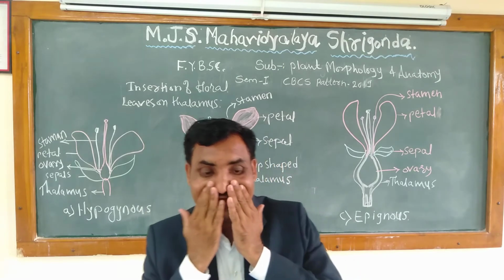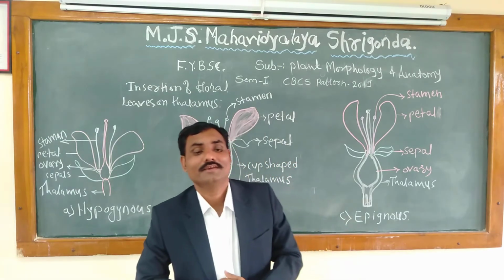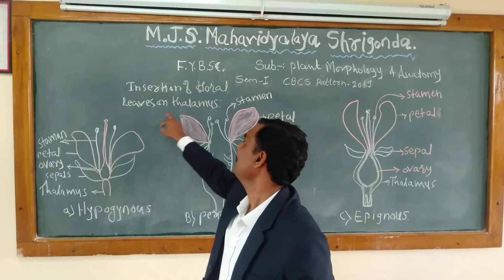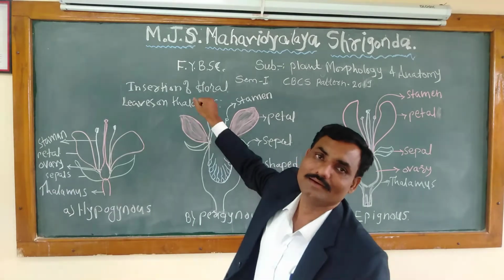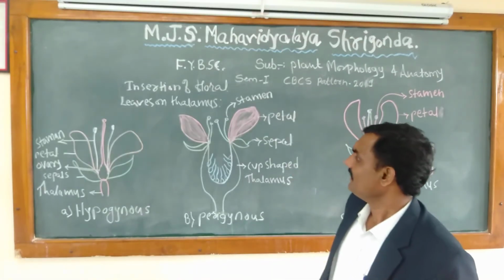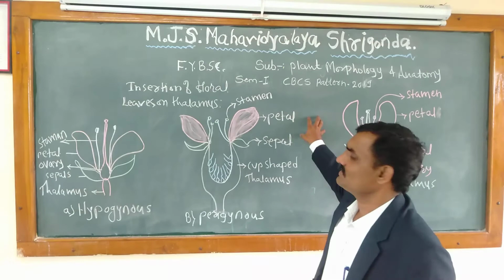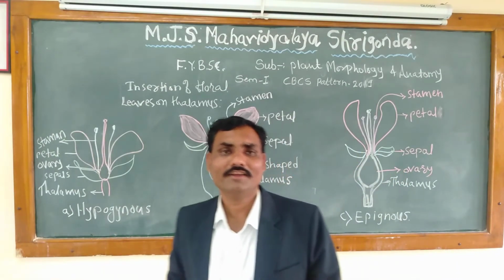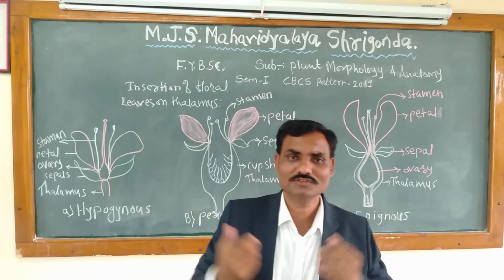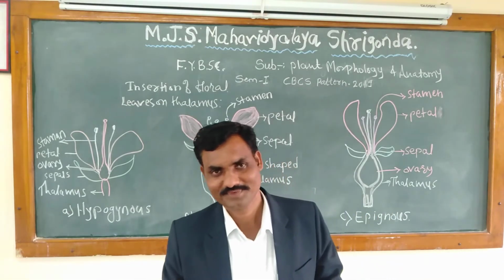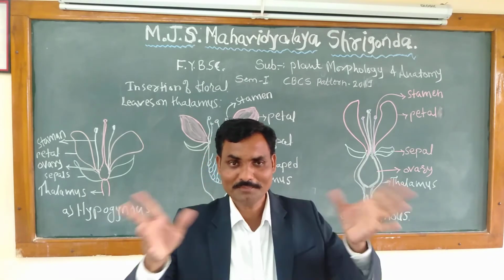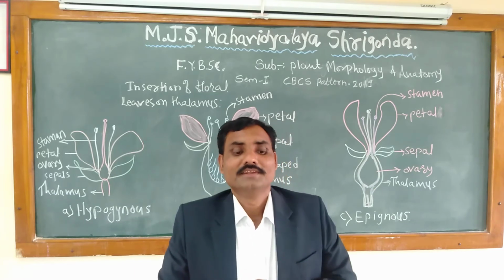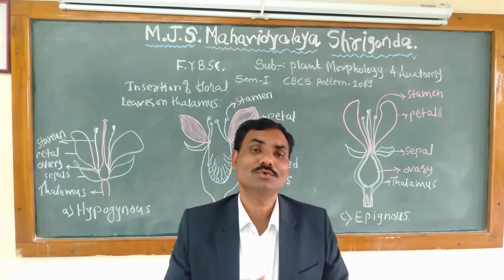Then another important aspect is the insertion of floral leaves on the thalamus. What is the main arrangement of the floral whorls on the thalamus? How are they arranged? On the basis of that arrangement of the floral leaves, the flowers are again divided into three different types.